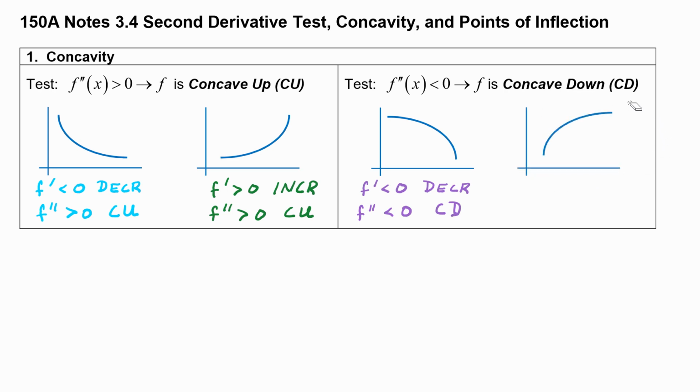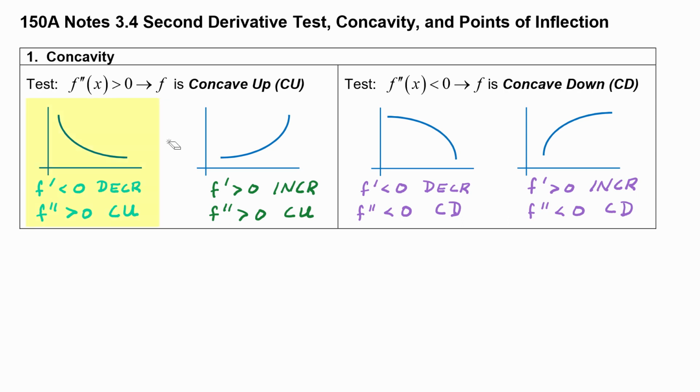Whereas for this curve, we see the first derivative will be positive because the graph is increasing. But here, the second derivative is also negative because the graph is concave down. So this shape means we have a decreasing concave down curve. This shape means we have an increasing and concave down curve. So there are 4 possibilities.